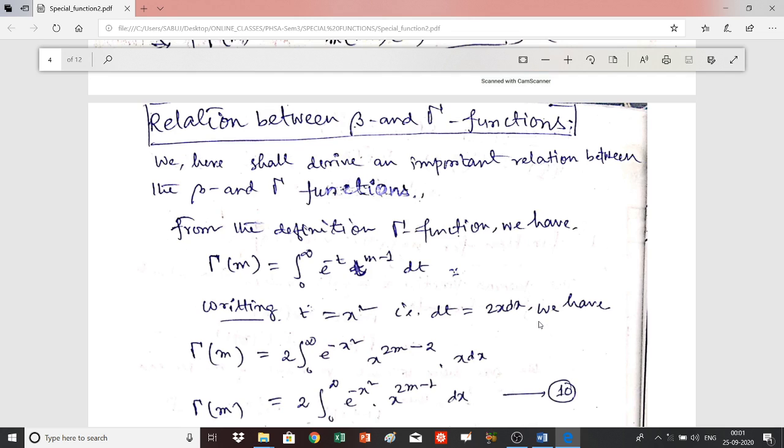So our intention will be to convert a beta function to a gamma function as early as possible. And once we do it, then we will enjoy the beauty of the calculation.